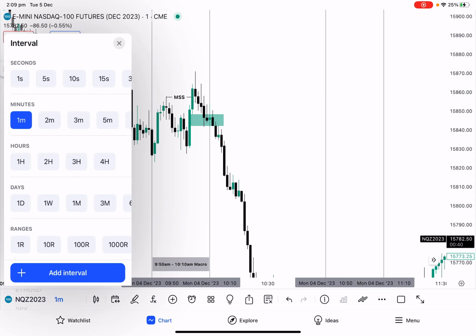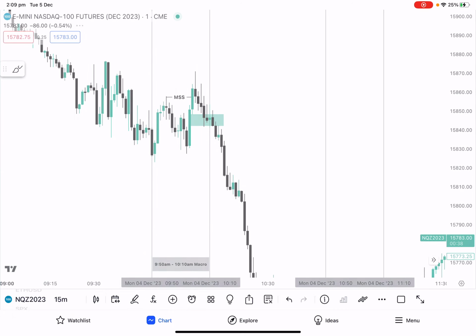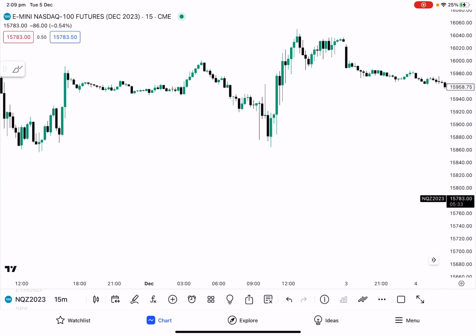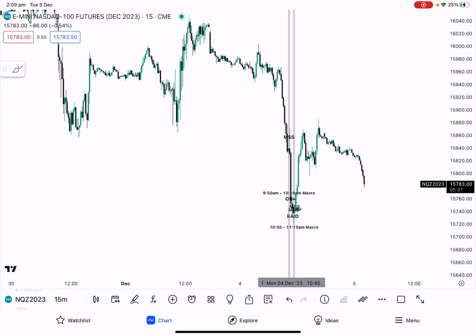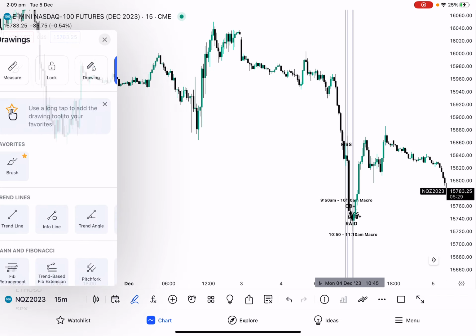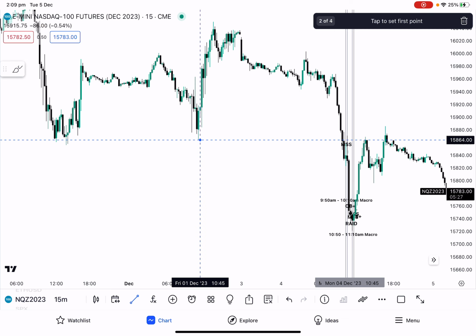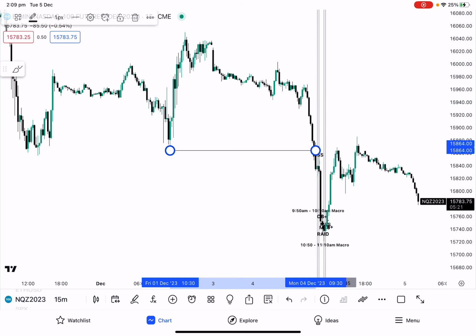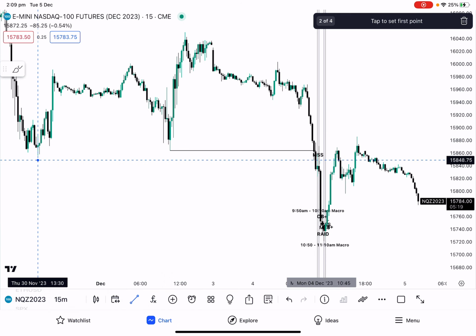Now I want to zoom out because in order to use ICT's methods, you first need a raid of liquidity, right? You've probably heard of people talking about raids, market structure shifts. You need liquidity to be taken. That's the first thing you need. There's a swing low here. There's liquidity underneath that. In other words, there's stop losses, right? We're taking out people's stops. And there's also liquidity underneath this swing low.